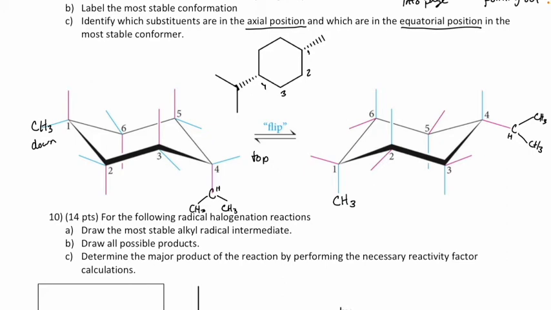So which one of these conformations is more stable? The one on the left or the one on the right? Why the one on the right? Exactly. The big groups want to be in the equatorial position, right? That's the most stable conformation. So this one's the most stable. So I'm going to say that this is in the equatorial position and this is in the axial position in my most stable configuration here.